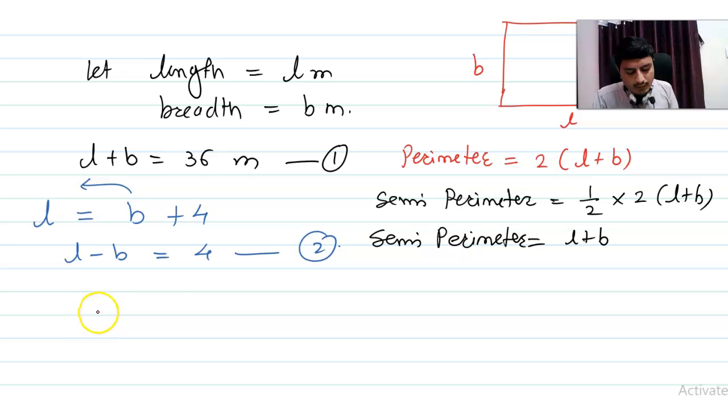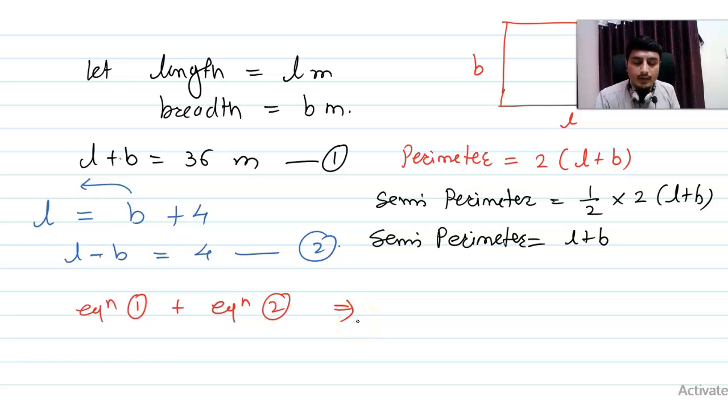Look at equations 1 and 2. The coefficient of variable B is 1 in equation 1 and minus 1 in equation 2. They have the same coefficient 1 but opposite signs, plus and minus, so we have to add up equations 1 and 2 to eliminate the variable B. So what will happen once we add up equations 1 and 2? L plus L, we have 2L. B minus B, that means 1 minus 1 is 0, 0 times B is 0, so B gets cancelled. That is equal to 36 plus 4, which is 40.